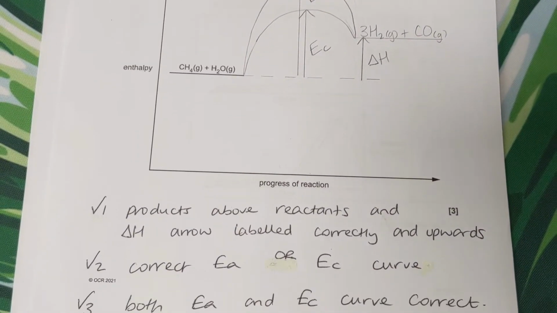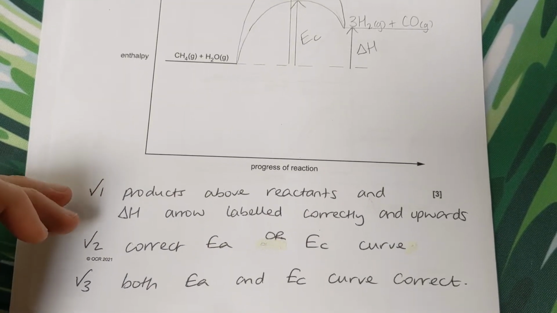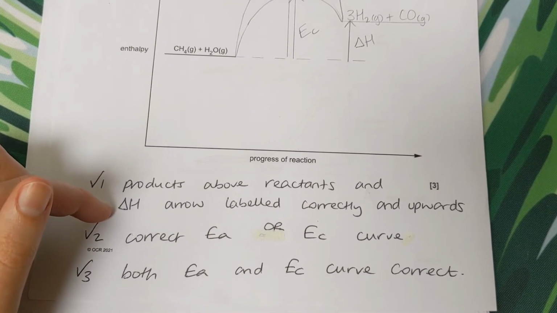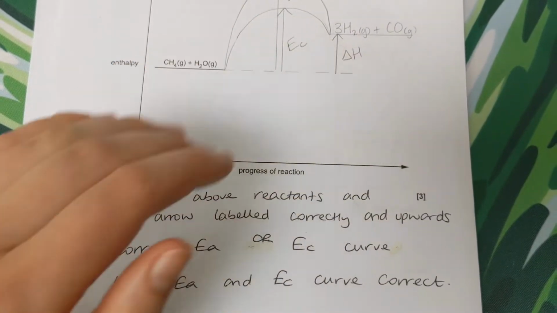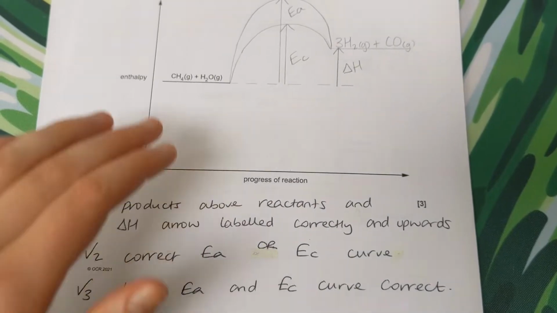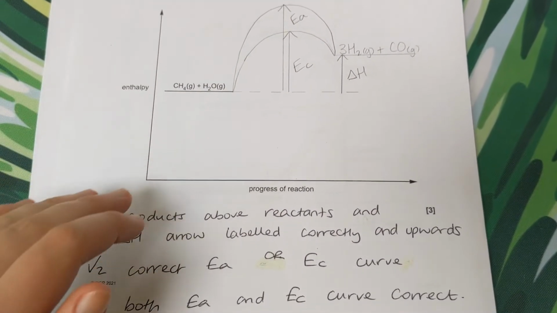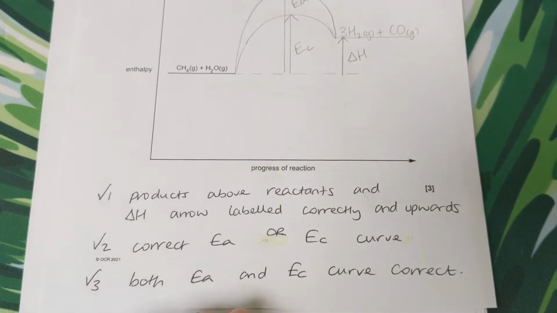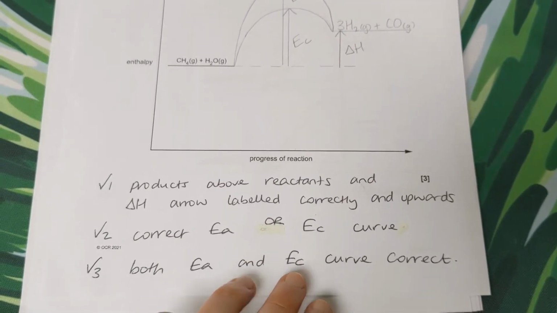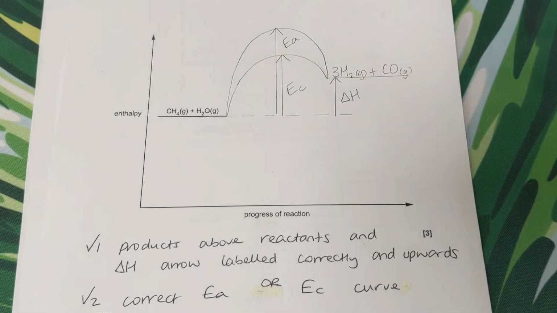And here is where we get our marks. So the first mark is for drawing our products above the reactants with the delta H arrow labelled correctly and pointing upwards. The second mark is for either activation energy or activation energy with a catalyst labelled correctly, and the third mark is for both of those activation energies without and with a catalyst labelled correctly.